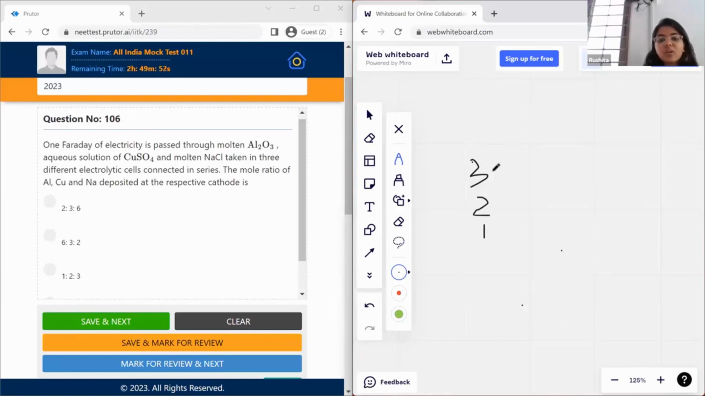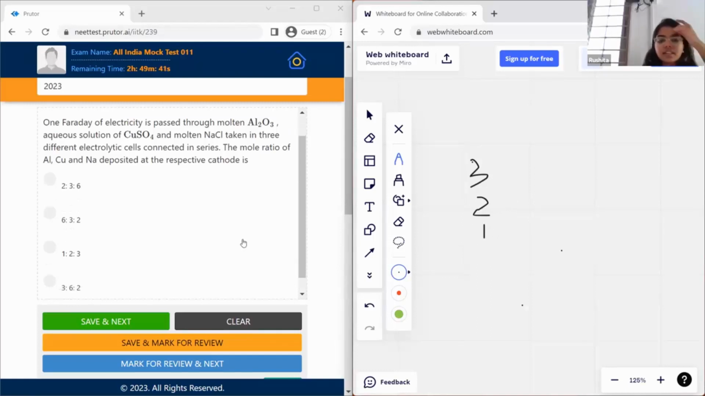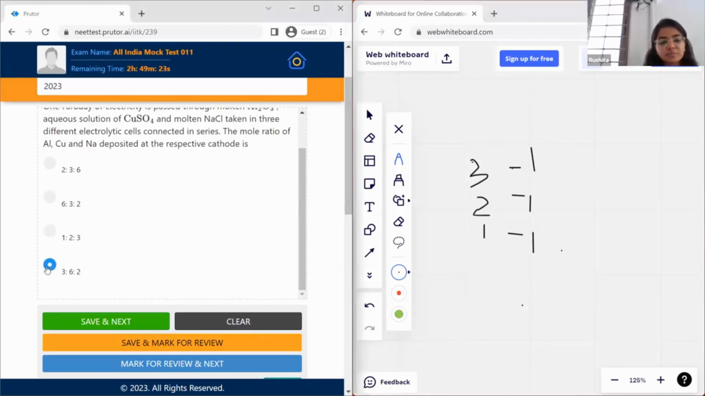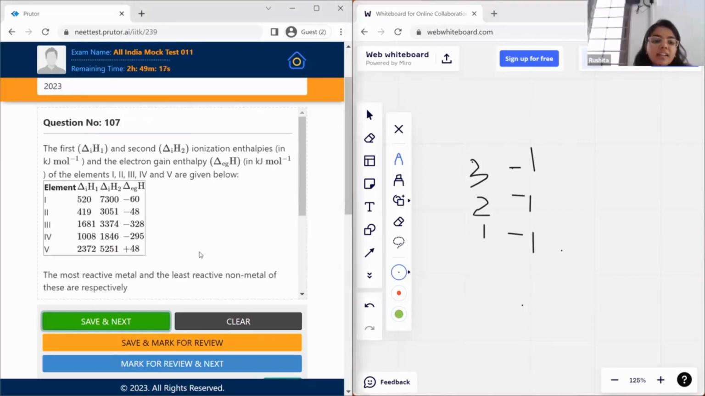So by 1 mole, 1 Faraday of electricity, 3 moles of aluminium, 2 moles of copper, and 1 mole of sodium. So this 1 Faraday would give 3 moles of this, 2 moles of this, and 1 mole of this. So if we take a simple ratio of it, then it would turn out to be 3 by 6 by 2. Okay, so these are the ionization enthalpies and the electron gain enthalpy.